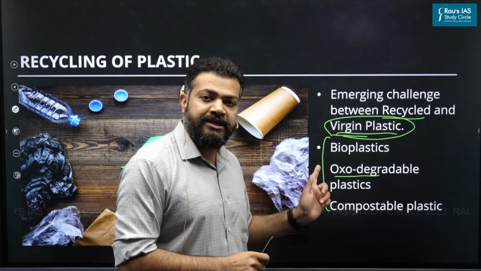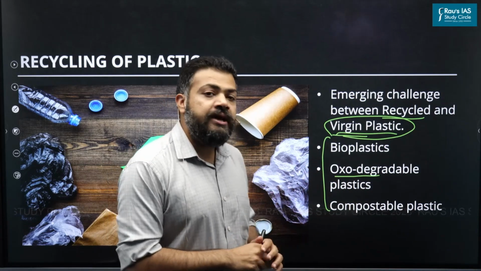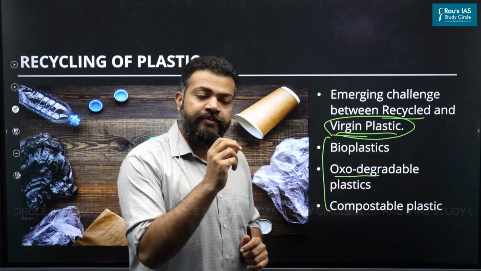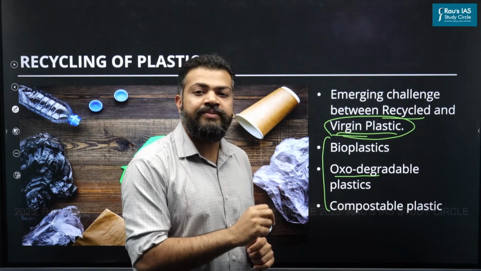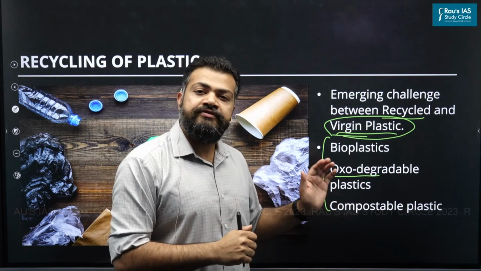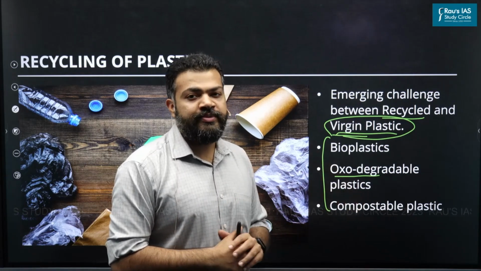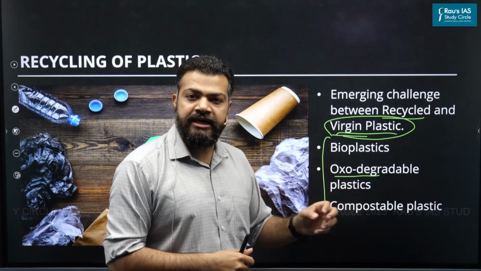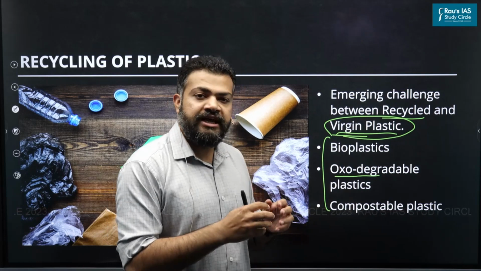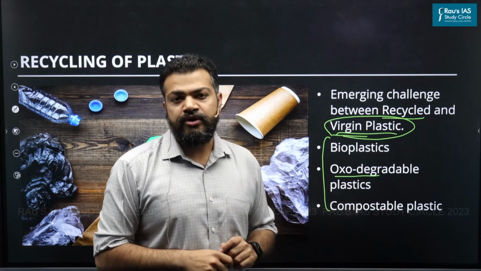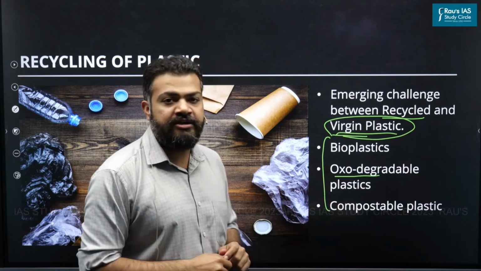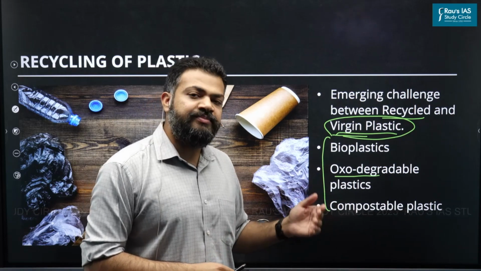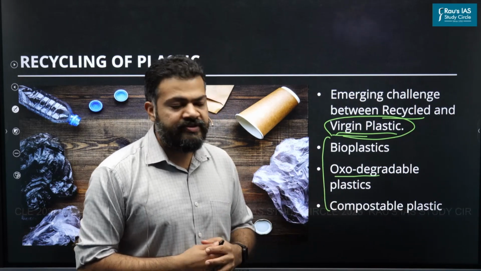Oxo-degradable plastics are basically those plastics which are normal plastics only. Normal polluting plastics are oxo-degradable plastics, but they have been added with some chemicals which can lead to faster degradation of the normal plastics. So we add certain chemicals in oxo-degradable plastics which helps in faster decomposition of these plastics. We call them oxo-degradable plastics. Of course, they are slightly better preferred than the previous kinds of plastics.